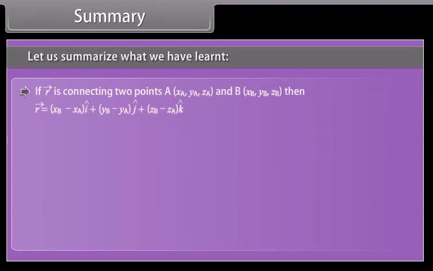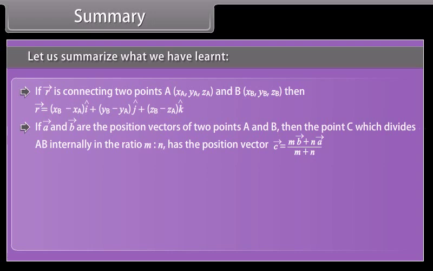If vector R is connecting two points A (xA, yA, zA) and B (xB, yB, zB), then vector R is equal to (xB minus xA) î plus (yB minus yA) ĵ plus (zB minus zA) k̂. If vector A and vector B are the position vectors of two points A and B, then the point C, which divides AB internally in the ratio m is to n, has the position vector, vector C equals (m into vector B plus n into vector A) by (m plus n).